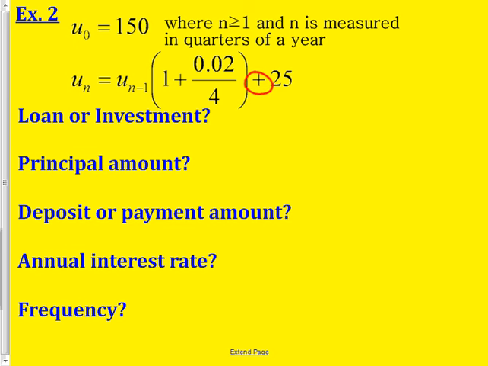Okay, if it's an investment, what's the principal? 150. The deposit amount, principal always at the beginning there. Deposit amount or payment amount, just say it if you know it. 25. Annual interest rate. Some people get confused by this and think this whole thing is the annual interest rate. No, the annual one is the one we started with, the one on the top. This one's not paying a lot, 2% annual interest.